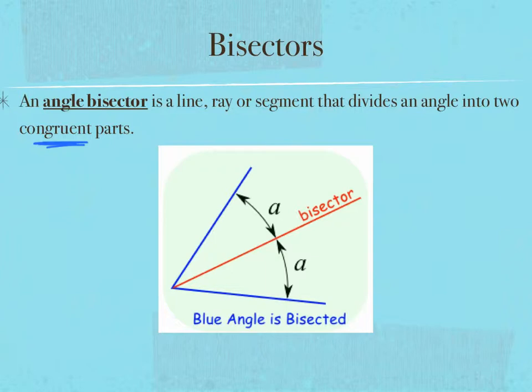So remember we've talked about bisectors in general. In general, a bisector is something that cuts something else in half. That's exactly what an angle bisector does: it cuts an angle in half. So this line comes through the vertex of the angle and cuts it into two congruent pieces. So I would know this angle and this angle are equal to each other.